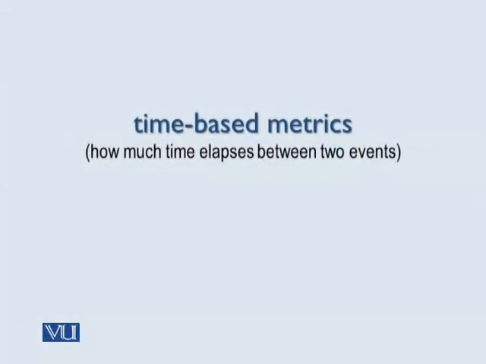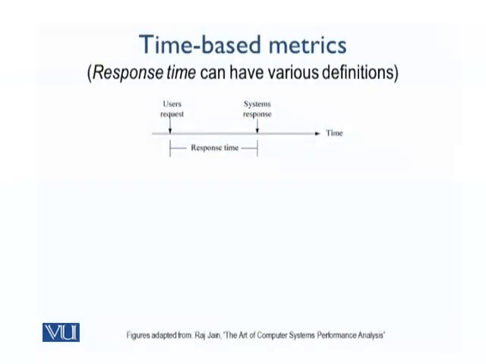तो अब हम डिस्कस करेंगे फर्दर कि जो फंडामेंटल टाइप्स ऑफ मैट्रिक्स हमने स्टडी किए हैं उनकी मज़ीद कुछ हम मिसालें देखेंगे. So in all time-based metrics, what we're considering is the time elapsed between two events. So all time-based metrics follow this definition. So a first example would be response time.